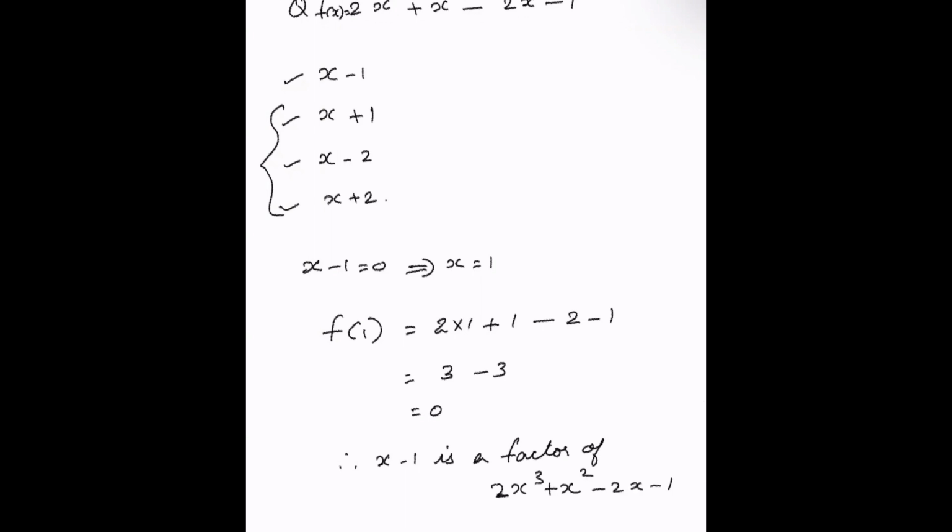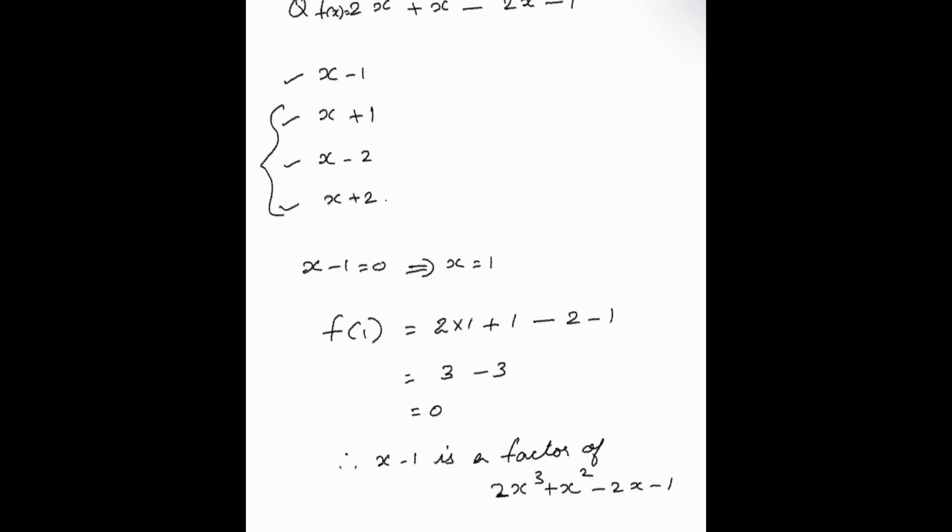Sometimes you will not get the remainder 0 for f of 1. Then you have to try with f of minus 1, then f of minus 2, then f of 2. So you have to keep on trying till you get the remainder 0. And make sure you are calculating the remainder correctly, because if you go wrong in calculation, you will never get the remainder 0. So be careful when you do the calculation. Here I already got the answer: x minus 1 is a factor.